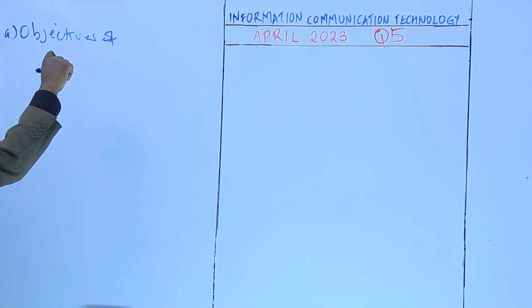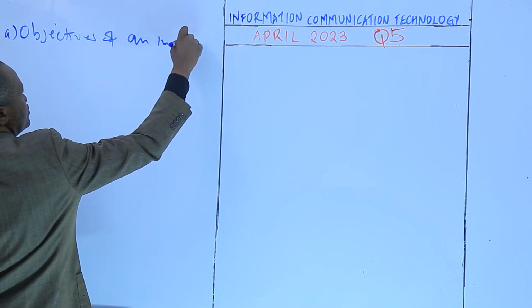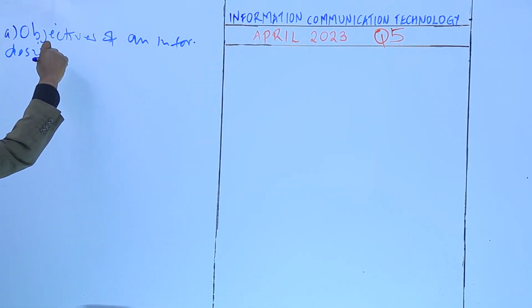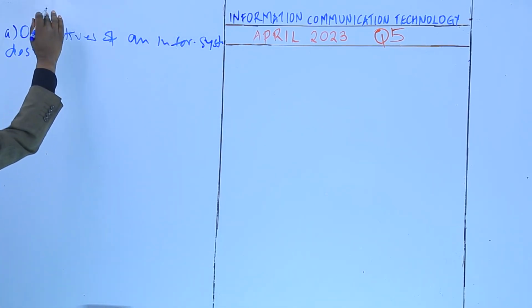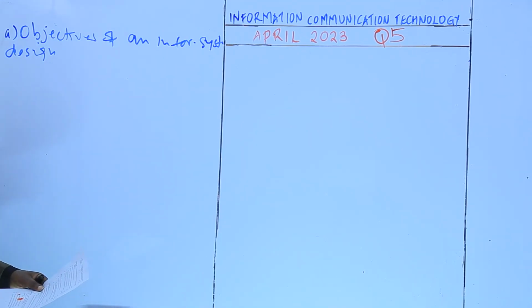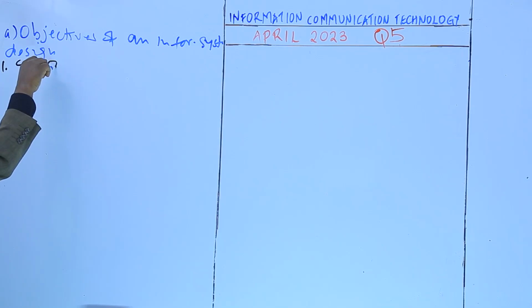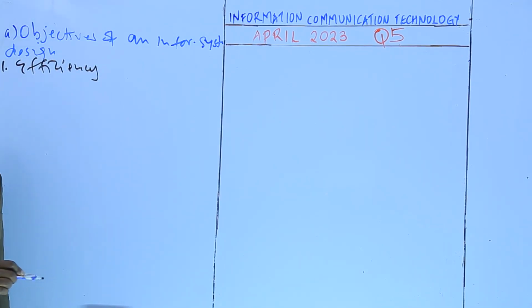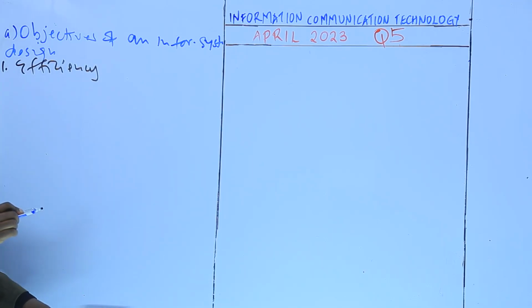Objectives of an information system design. What did I say? Number 1, I say number 1 is efficiency. Efficiency. The design should aim to improve efficiency of the information system by streamlining processes, by reducing redundancies, and optimizing resource utilization.